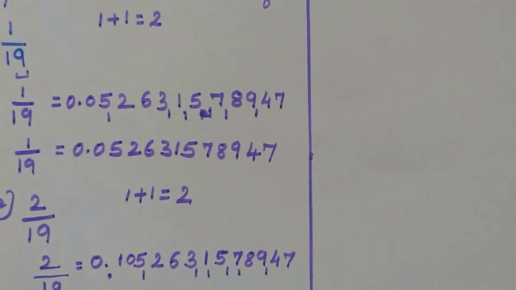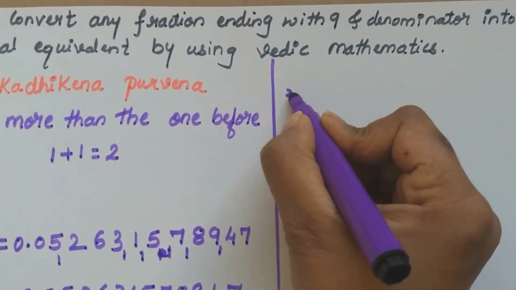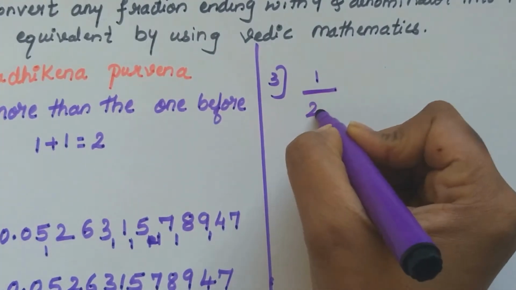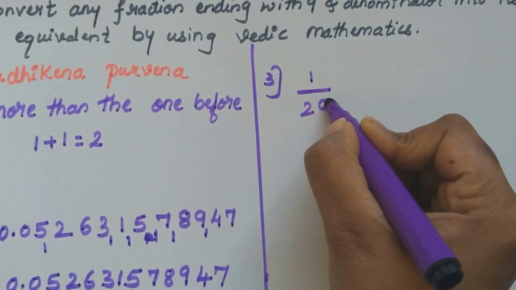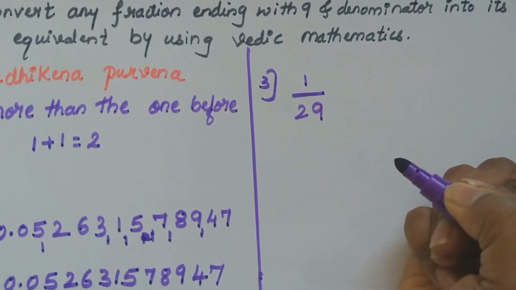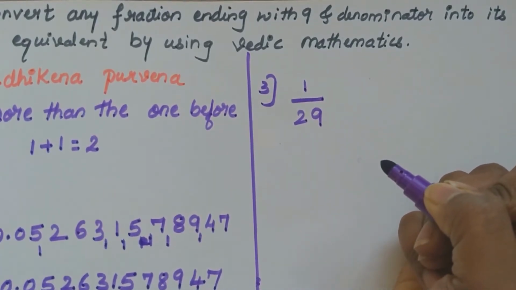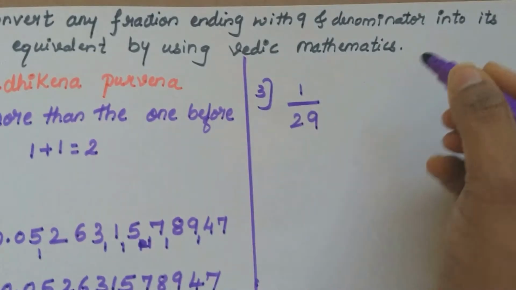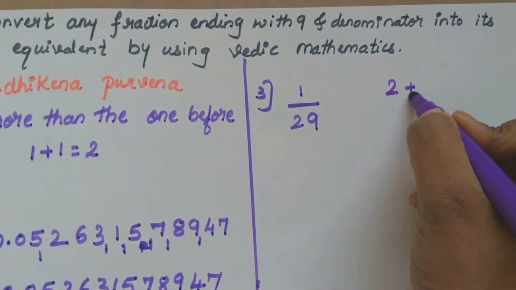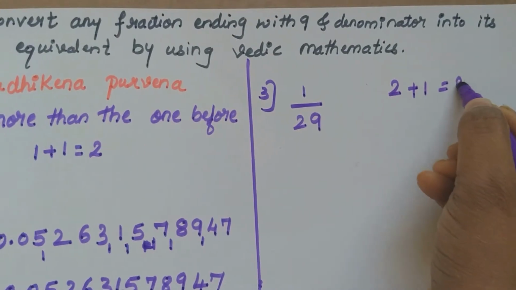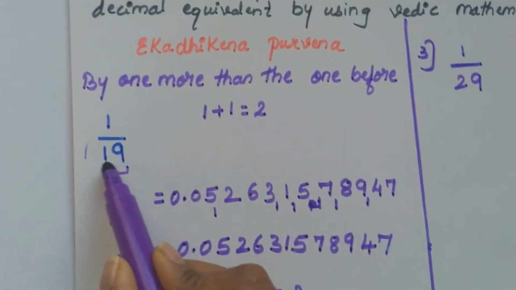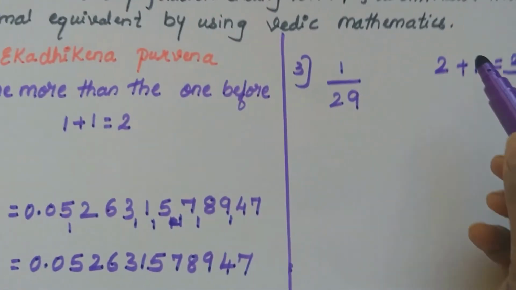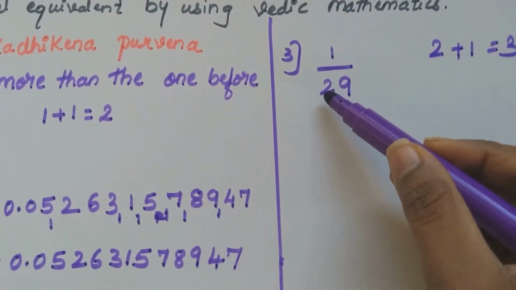Let us consider another example. That is 1 divided by 29. Now the number before 9 is here 2, so I am going to increase it by 1. So it will become 2 plus 1, which is equal to 3. In the earlier example the number before 9 was 1, I increased it by 1, so it became 2. But here the number before 9 is 2, so I'll increase it by 1.